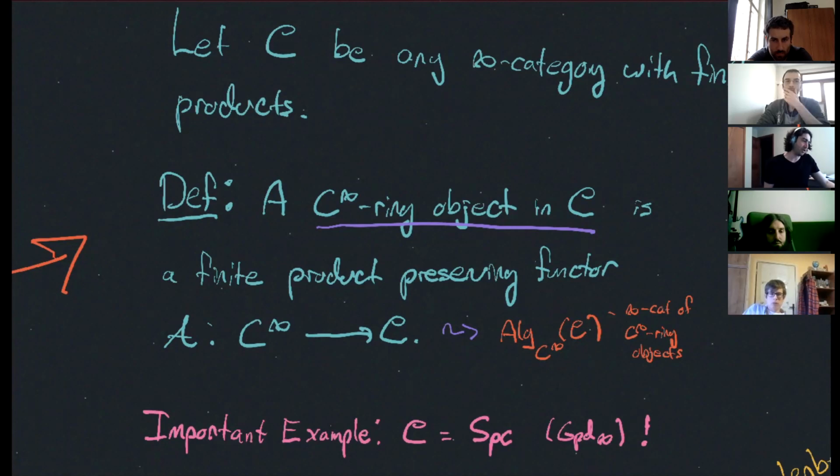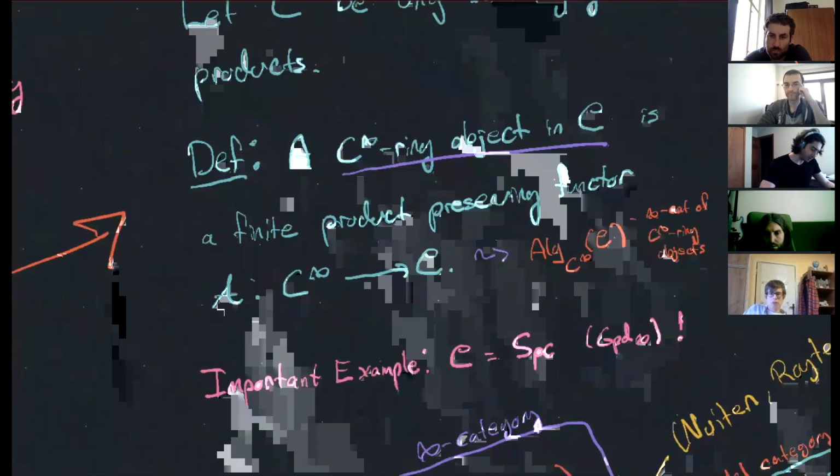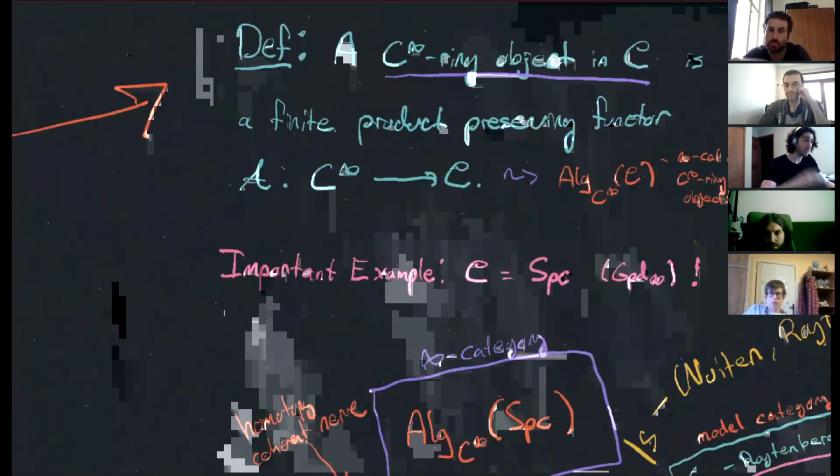So if you talk about, say, a commutative ring in spaces, then this is the same thing as a simplicial commutative ring. And if you're in characteristic 0, then that's going to be the same thing as a DG algebra. So this is a good reason to try to do this for the C infinity case.